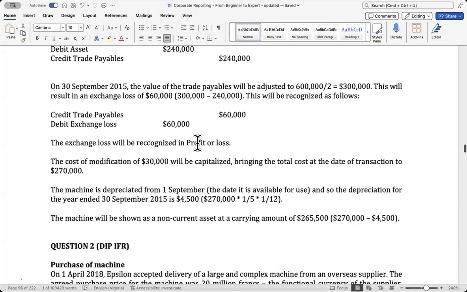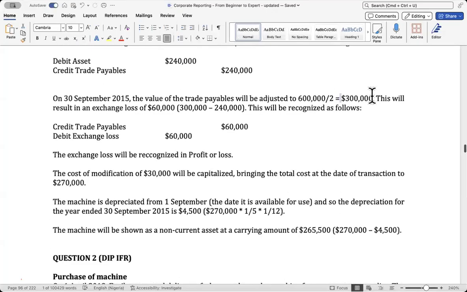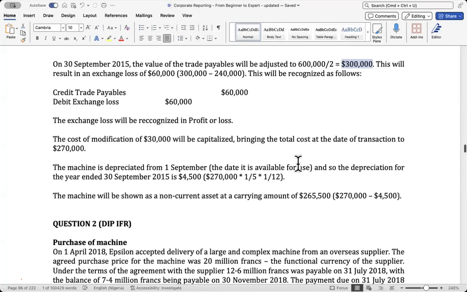Because as at the year end it was 300, we were thinking we would settle at that, but now it's 285, so it's good for us. We're making an exchange gain of approximately 15,000. So you just debit your payables with this, then credit your cash with 285, then credit exchange gain with that 15,000. But they didn't ask us to do that, so we move forward. Another question.